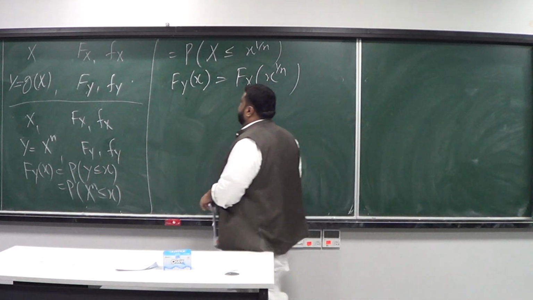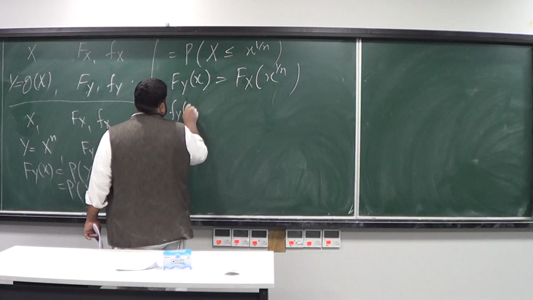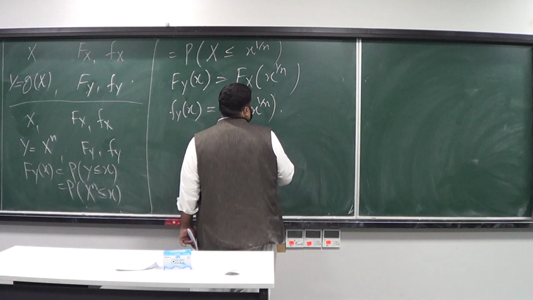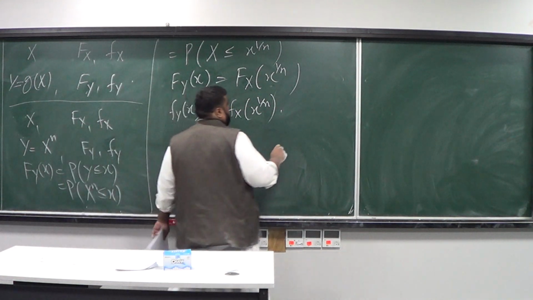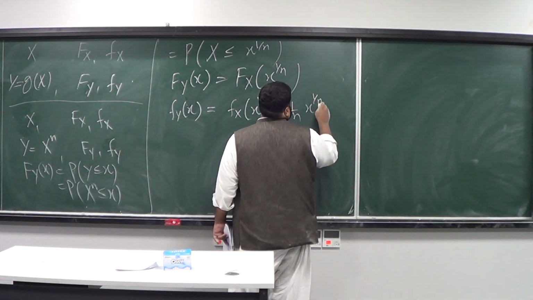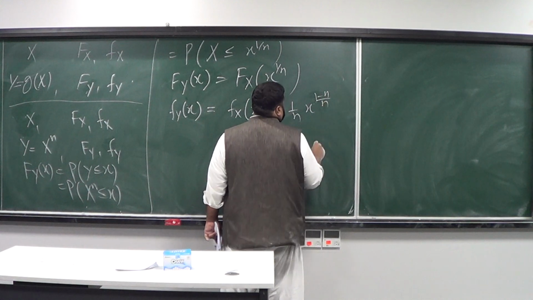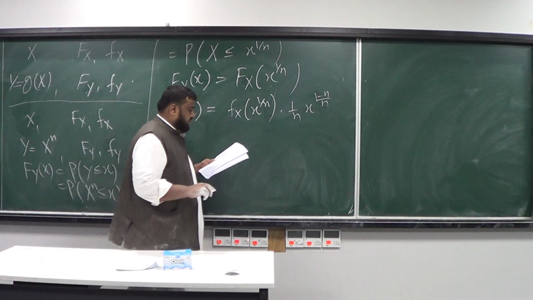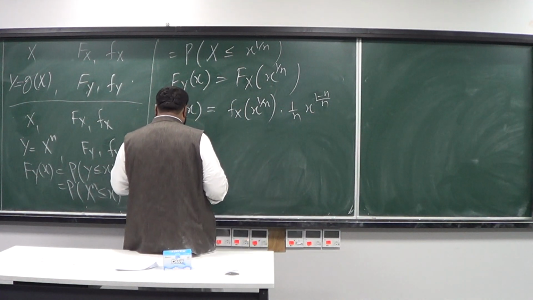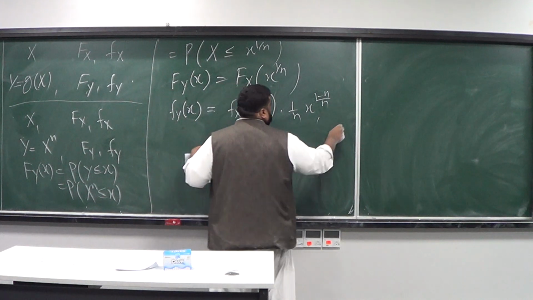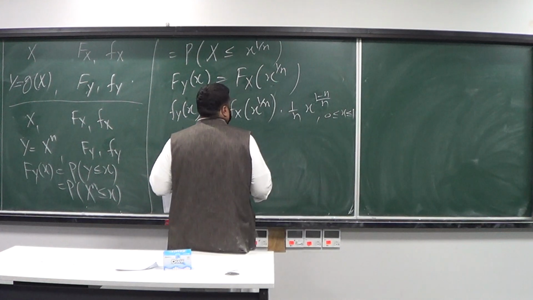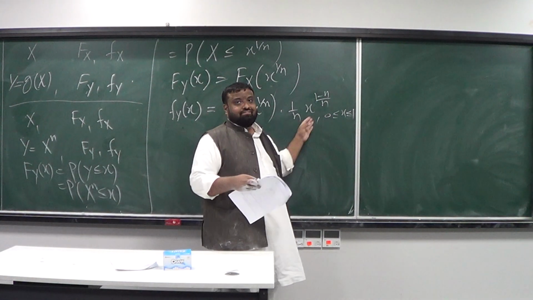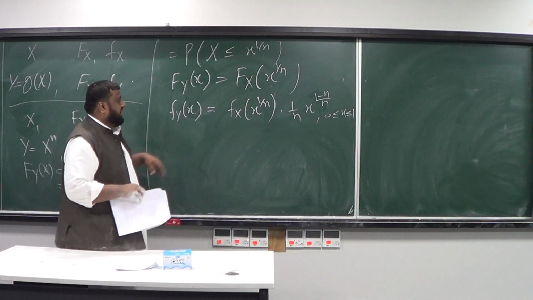And if you want to find the PDF, you need to differentiate both sides. So f_Y of x is going to be f_X evaluated at x to the power 1 over n, multiplied by the derivative of x to the power 1 over n, which is 1 over n times x to the power 1 over n minus 1, which is x to the power (1 minus n) over n. Obviously, since all these are probabilities, x should be between 0 and 1. It can't be bigger than that, because otherwise this number can grow exponentially, or it can be bigger than 1.